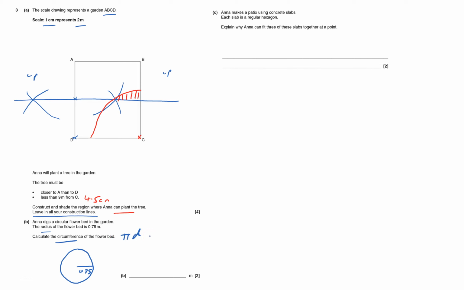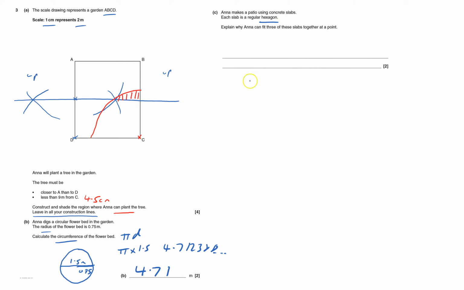So I've got to do pi times the diameter, and diameter of course is the whole way across, so it's 0.75 there, so that will be 1.5. Pi times 1.5, and that equals 4.712388, etc. So I'm going to call it 4.71. Done that. And now Anna's going to make a patio using concrete slabs.